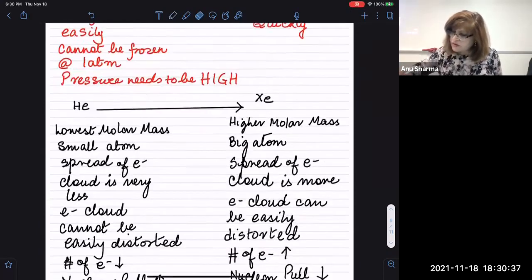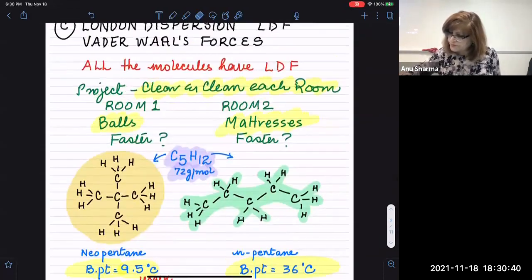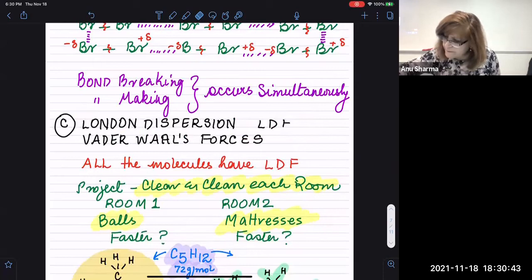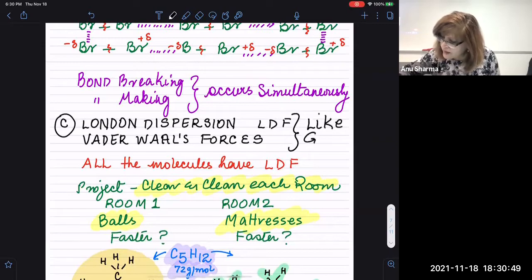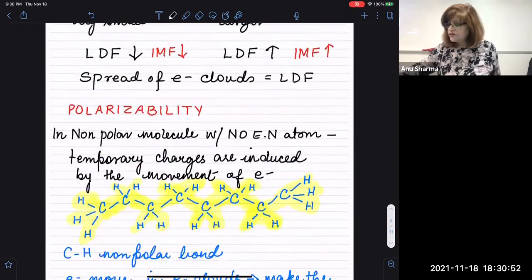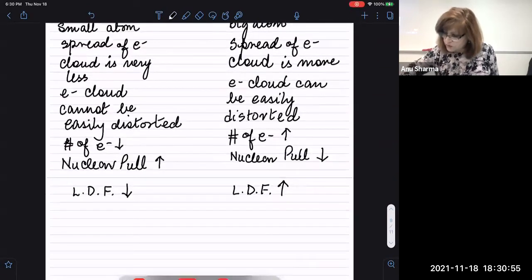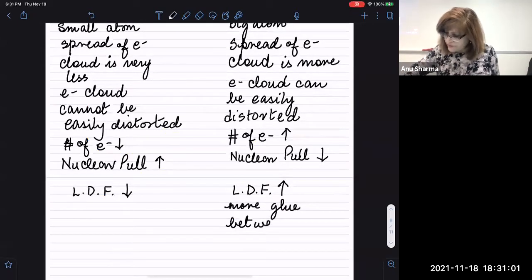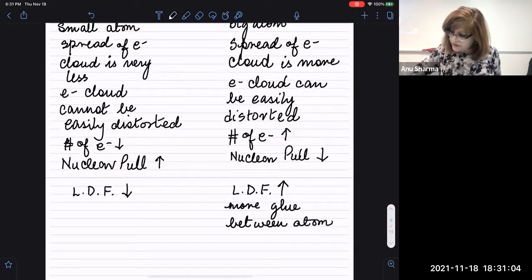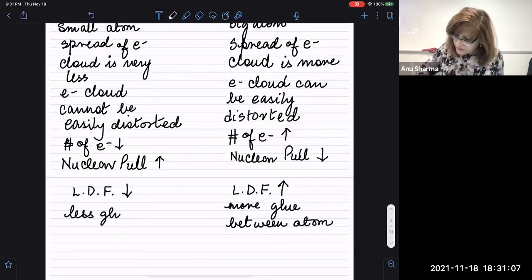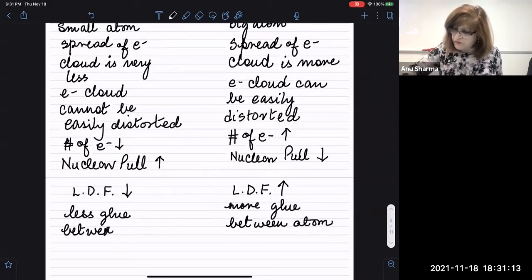So I will put this here: London dispersion forces act like glue. Xenon has more glue between atoms, and here there is less glue between atoms. The less the glue, how can you stick them, right? The only way to stick them is by increasing the pressure. That is why.